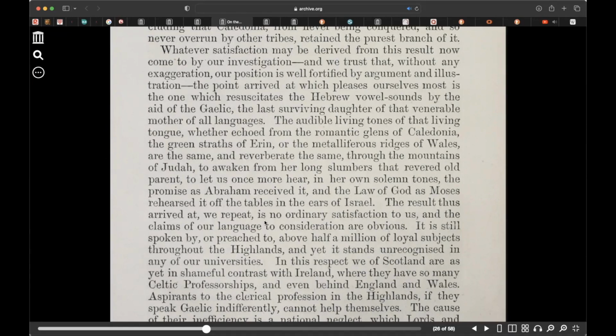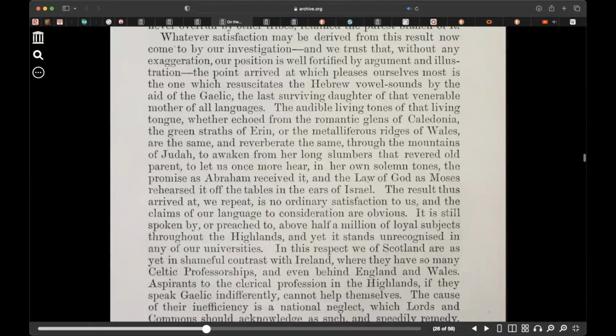The original language. The audible living tones of that living tongue, whether echoed from the romantic glens of Caledonia, the green strath of Erin, or the metalliferous ridges of Wales, are the same and reverberate the same through the mountains of Judah, to awaken from her long slumbers that revered old parent, to let us once more hear in her own solemn tones the promise as Abraham received it in the law of Hawa as Moses rehearsed it off the tables in the ears of Israel.